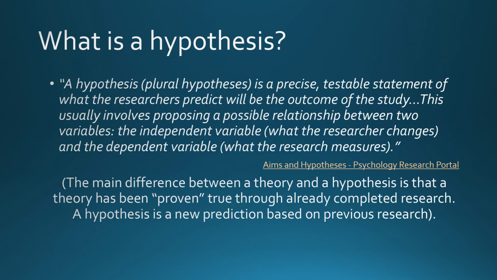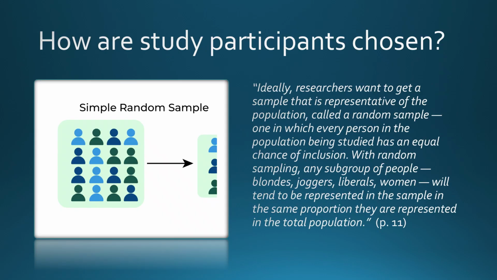So when we do research, how are participants for the study chosen? Ideally, researchers want to get a sample that is representative of the population, which is called a random sample, one in which every person in the population being studied has an equal chance of inclusion. With random sampling, any subgroup of people, whether that be blondes, joggers, liberals, or women, will tend to be represented in the sample in the same proportion they are represented in the total population.